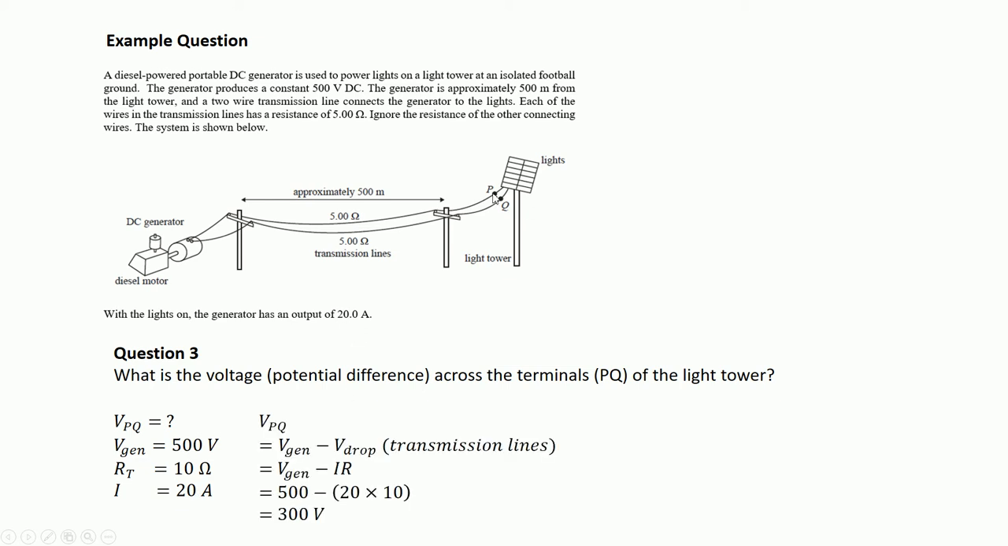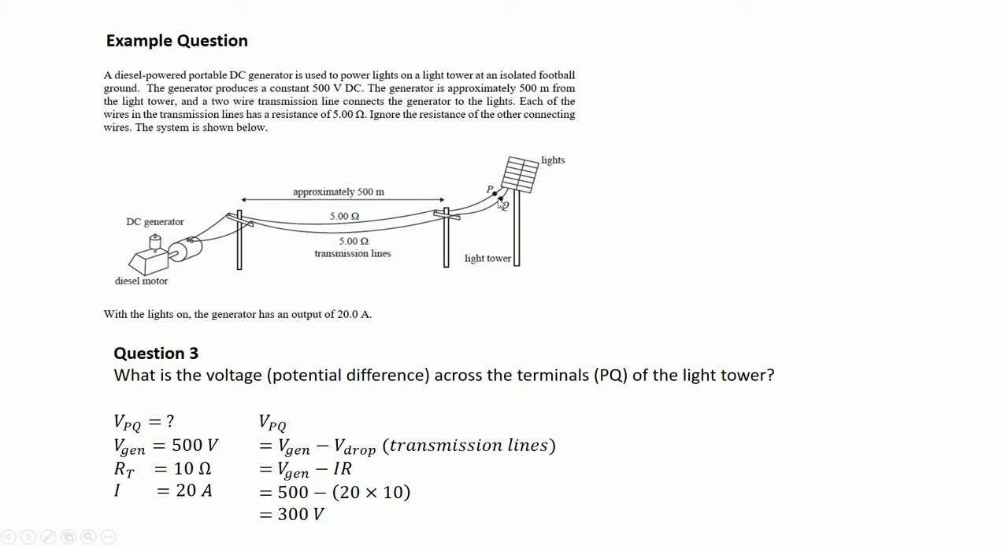So the voltage at point PQ is equal to the generator's voltage minus the voltage drop in the transmission line. We start at 500 and subtract the I times R of the transmission line, which is 20 amps by 10 ohms, giving a voltage drop of 200. 500 take 200 is 300 volts. So we're starting with 500 and only reaching our light tower with 300 volts remaining.